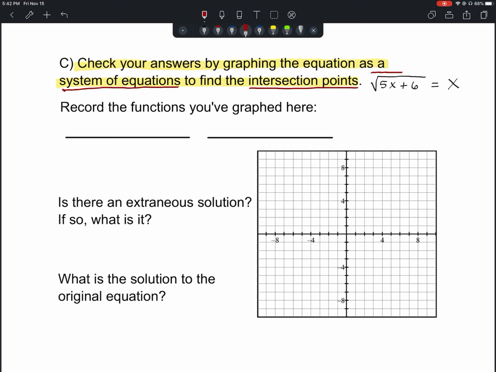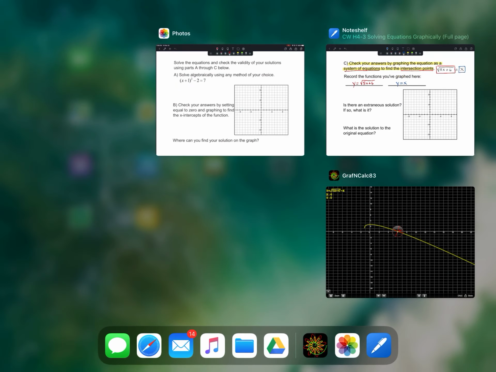So the way this one worked, remember, we took our left side, and we're going to make a function out of it. Y is equal to the square root of 5x plus 6. And then we're going to make a function out of the right side, which is y is equal to x. And to graph this, we're probably going to have to use the graphing calculator again, at least for our function on the left there. So let's do that.